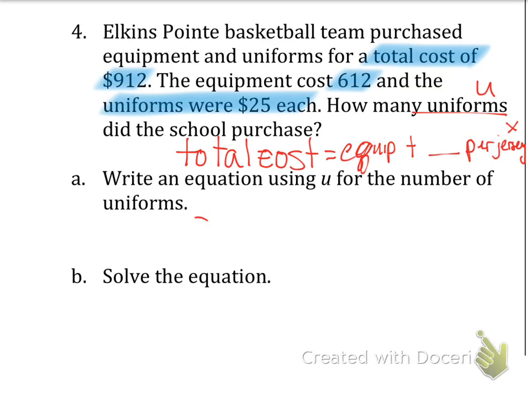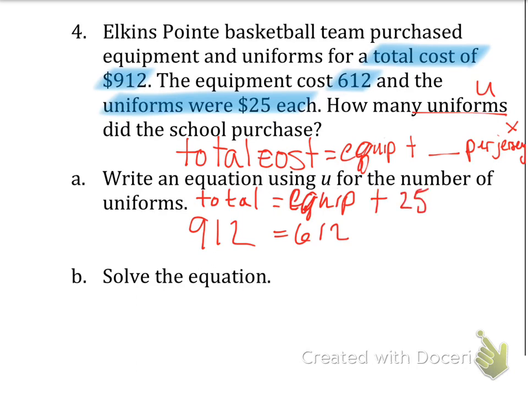So our total cost is $912. So that's our total. And our total is because we started off with $612 for the equipment, plus $25 per uniform.